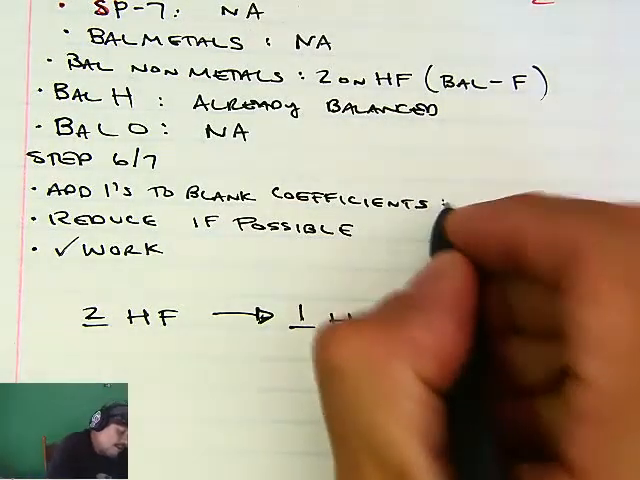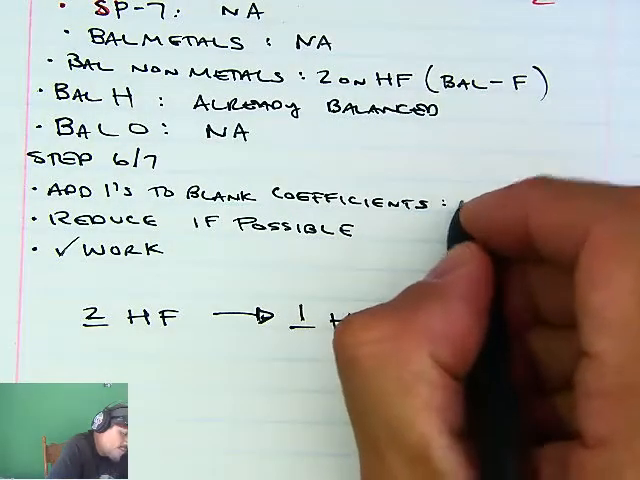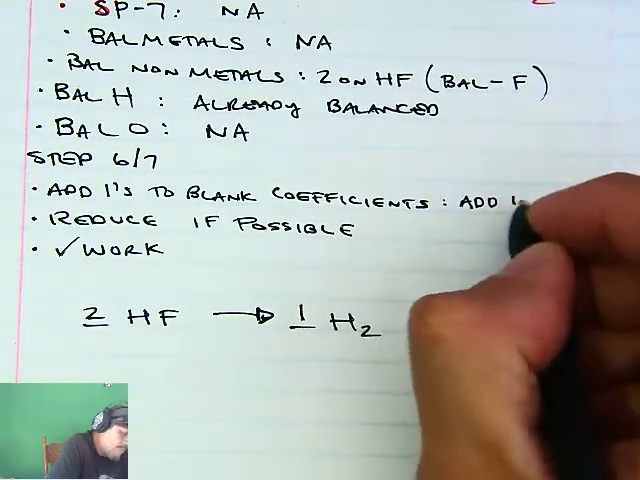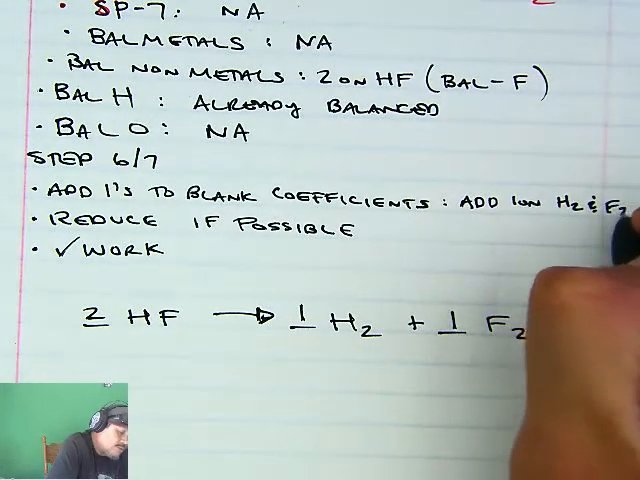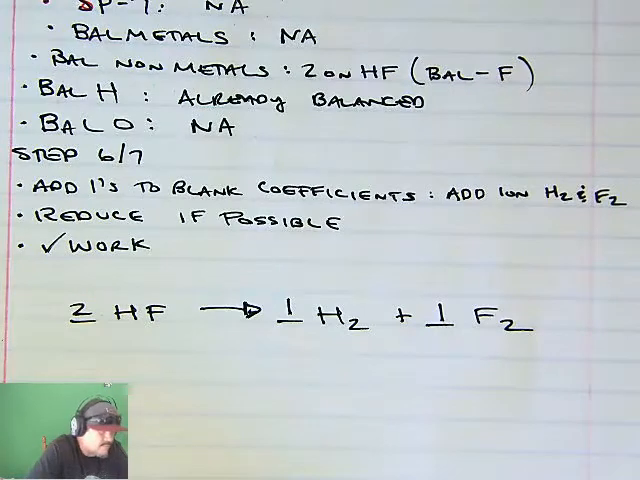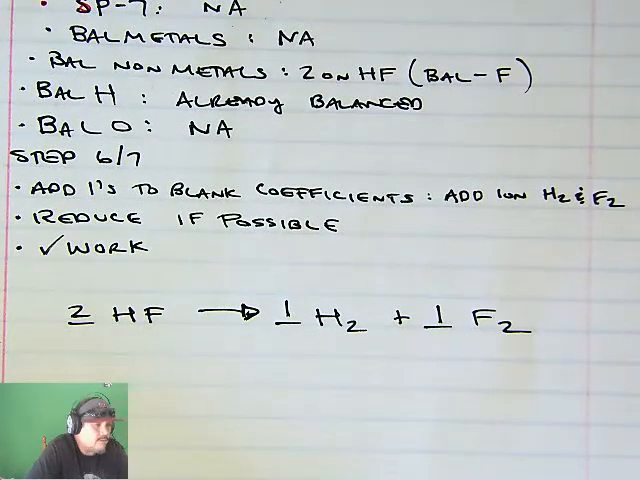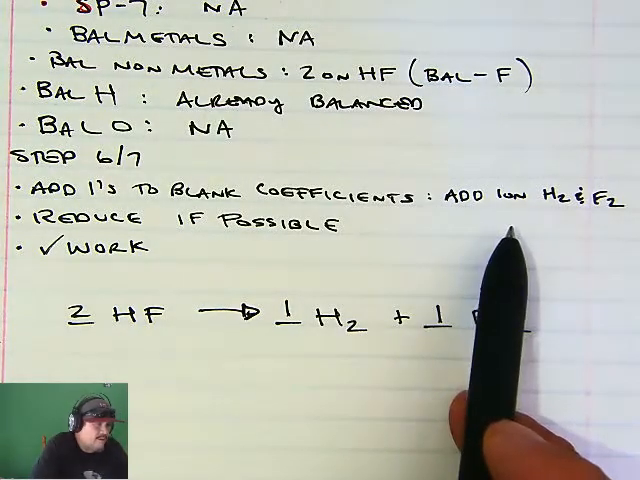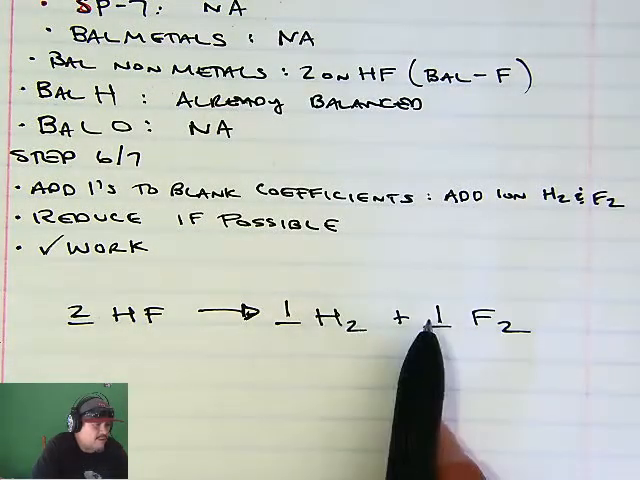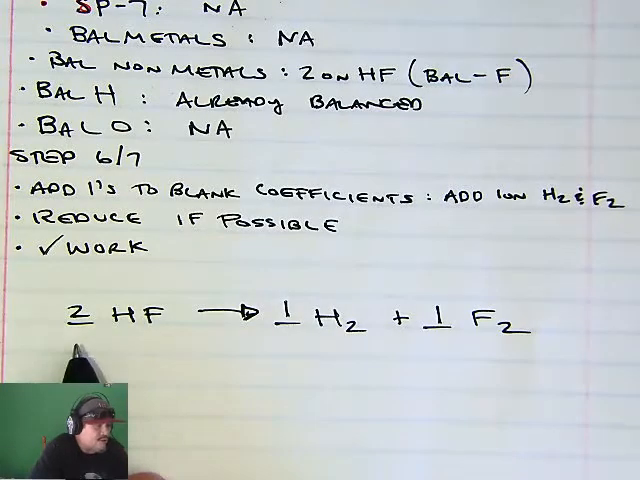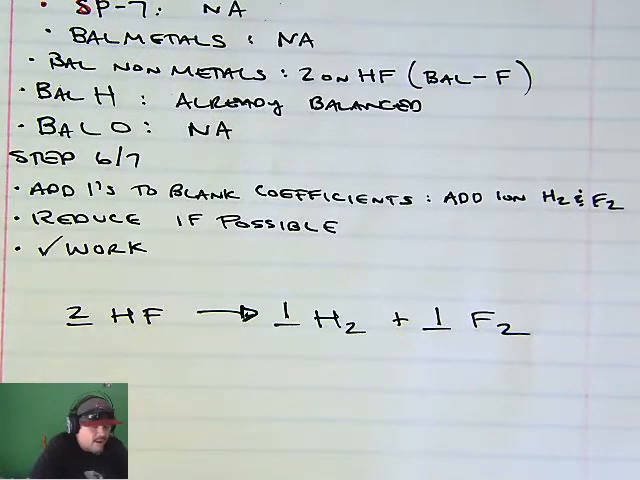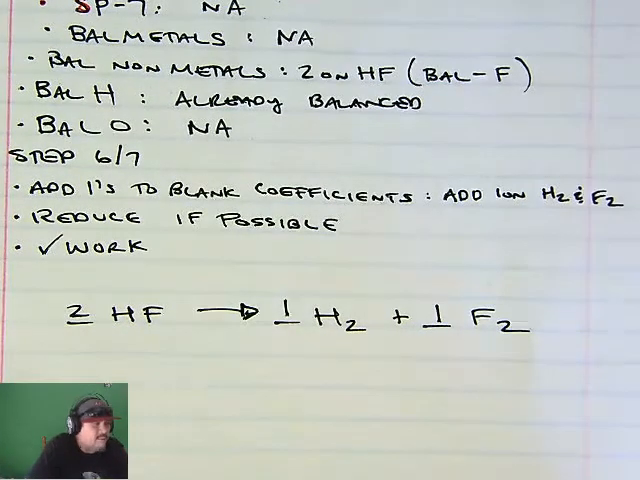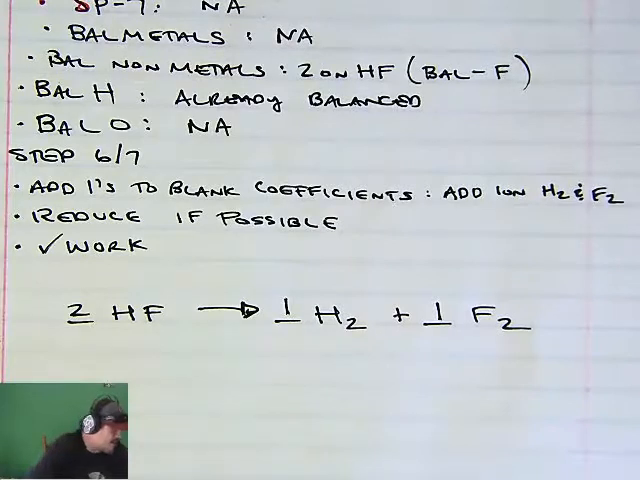So right here, I'm going to add that so I know that's what I did. Add 1 on H2 and F2. So I added a 1 to both of those. Again, 1 on H2 and F2, that's what I did here. Reduce if possible. Look at my coefficients, 2, 1, and 1. There's nothing I can divide out. I can't reduce these numbers by dividing something that's in common to all of them, so it's already reduced, so nothing I need to do there.